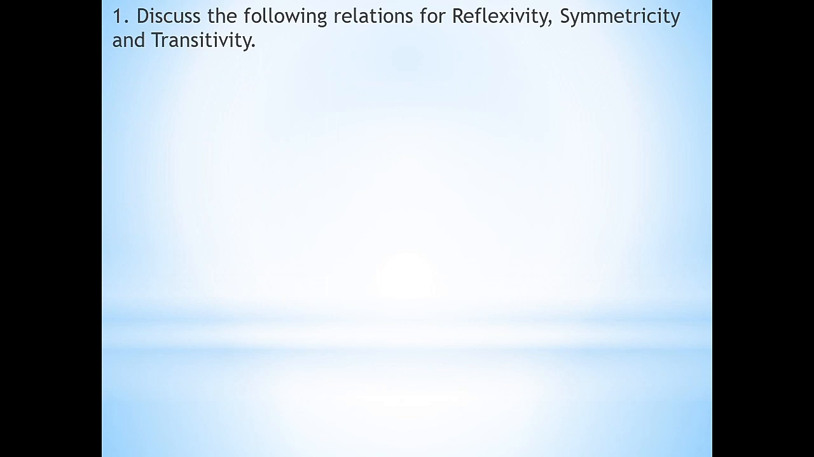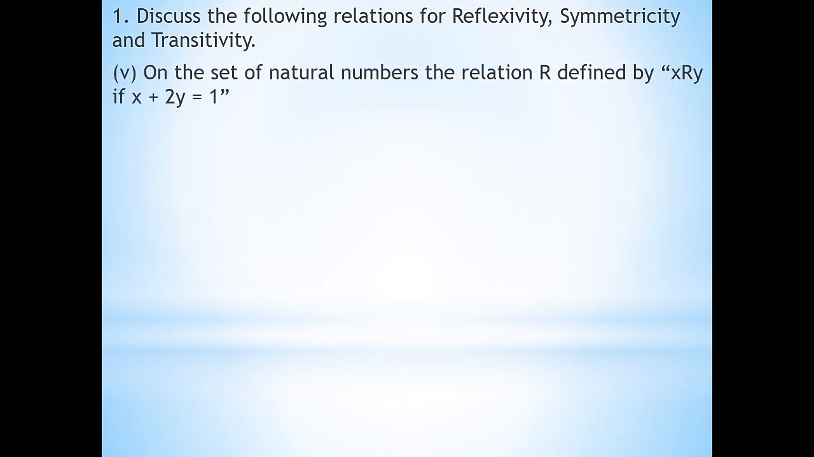Now we'll get into the last subdivision. On the set of natural numbers, the relation R is defined by X or Y. X is related to Y if X plus 2Y is equal to 1. So first we have to take a natural number from the set and another natural number by multiplying the natural number by 2, adding that you will get 1.